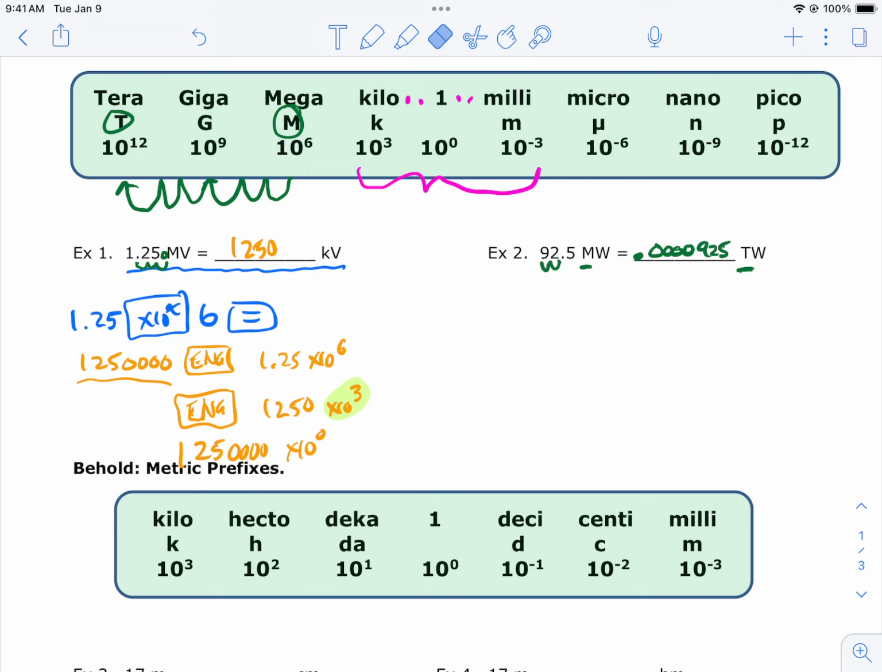So kilo means 1,000, 10 to the third, which of course is the same as 1,000, and its abbreviation is K. Hecto, H, stands for 10 to the 2, which of course is the same as 100. 10 to the 1 is the same as 10, and that's a deca with the abbreviation DA.